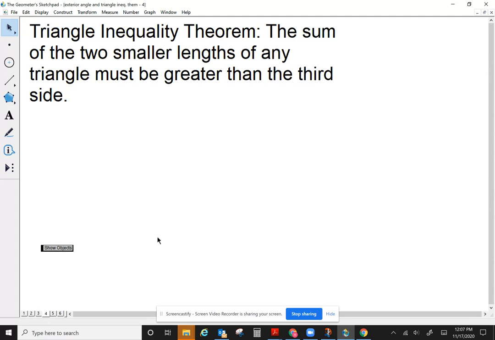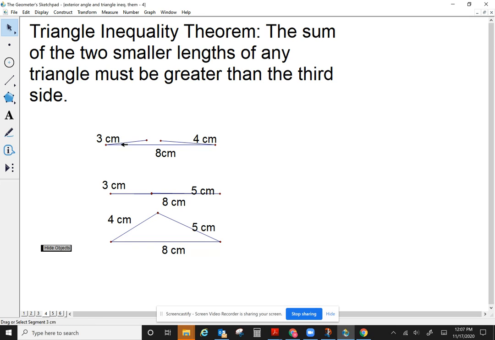So the rule here, the triangle inequality theorem, says the sum of the two smaller lengths of any triangle must be greater than the third side. I showed you examples. What if they're less than the third side? Those two sides don't meet. What if they're equal? I get a line segment. But what if they're more? So 4 plus 5 is more than 8. I can get a triangle.